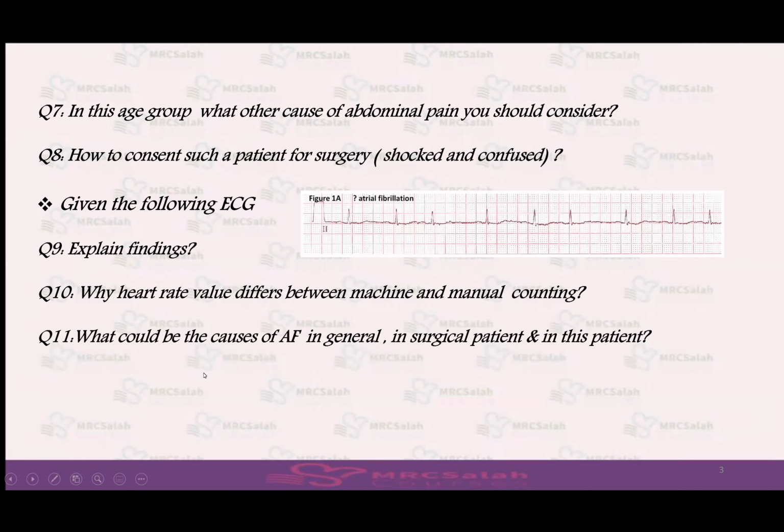Dr. Pruma, what could be the cause of atrial fibrillation in general, in a surgical patient and in this patient? Start first with this patient. In this patient, the patient has perforated bowel, so there will be sepsis and also electrolyte imbalance, maybe hypokalemia. That's why. What else? I don't know. He's waiting for one more.